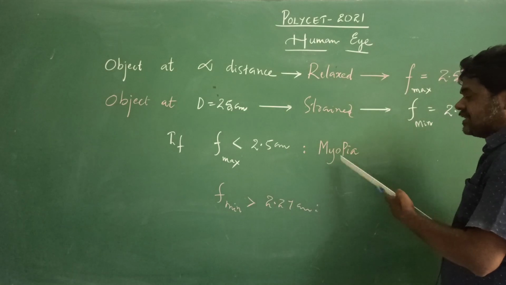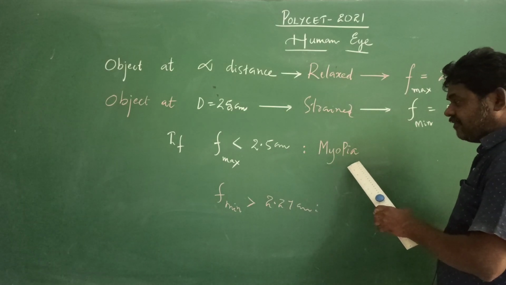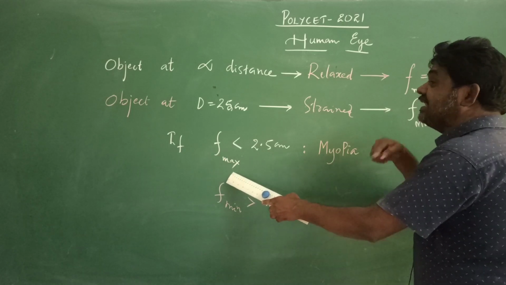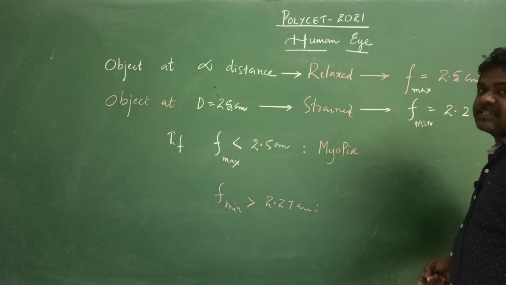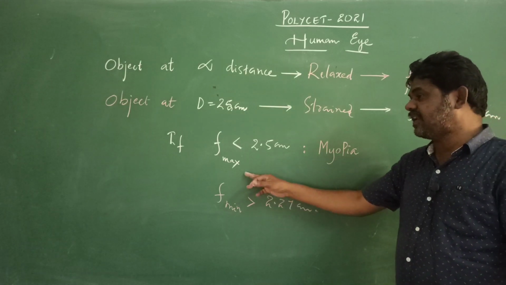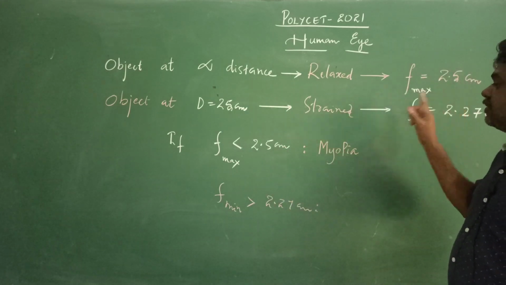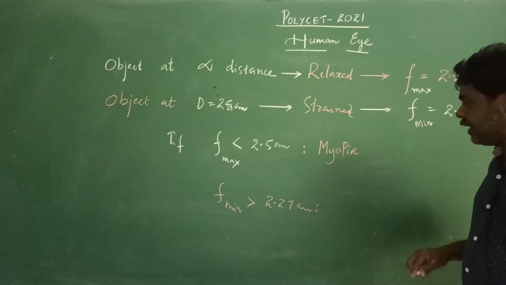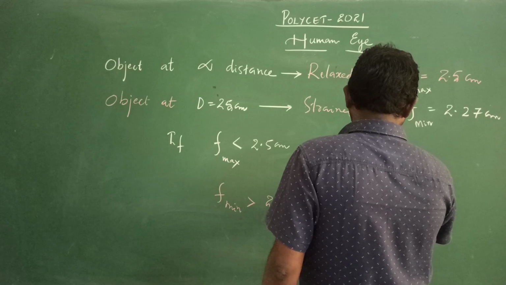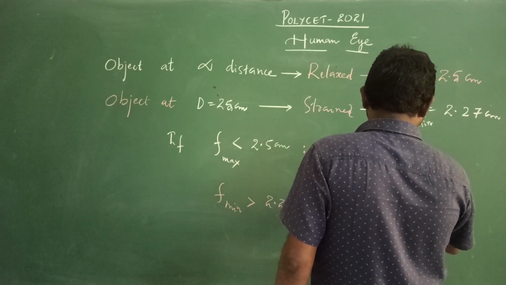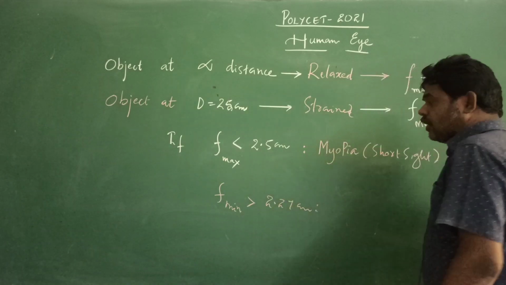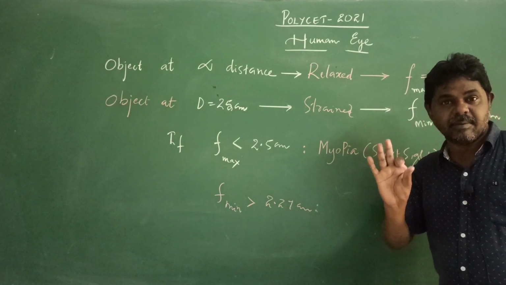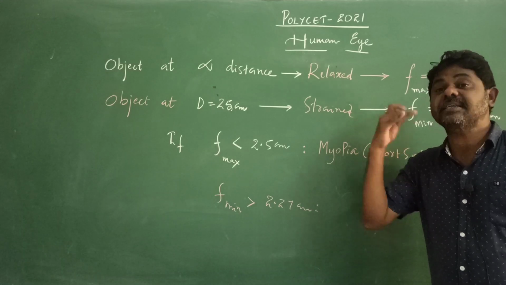So myopia is a defect of eye for those persons for whom the maximum focal length of their eye is less than 2.5 centimeters. అంటే మ్యాక్సిమం ఫోకల్ లెంత్ ఆఫ్ ద ఐ జనరల్గా 2.5 సెంటీమీటర్స్ ఉండాలి, అంతకంటే తక్కువ ఉంటే వాళ్ళకి ఐ డిఫెక్ట్ ఉన్నట్టు. That defect is myopia. సో మయోపియానే షార్ట్ సైట్ అని కూడా అంటాం. సైట్ అంటే డిఫెక్ట్ కాదు. Remember children, సైట్ అంటే డిఫెక్ట్ కాదు, సైట్ అంటే చూడడం.